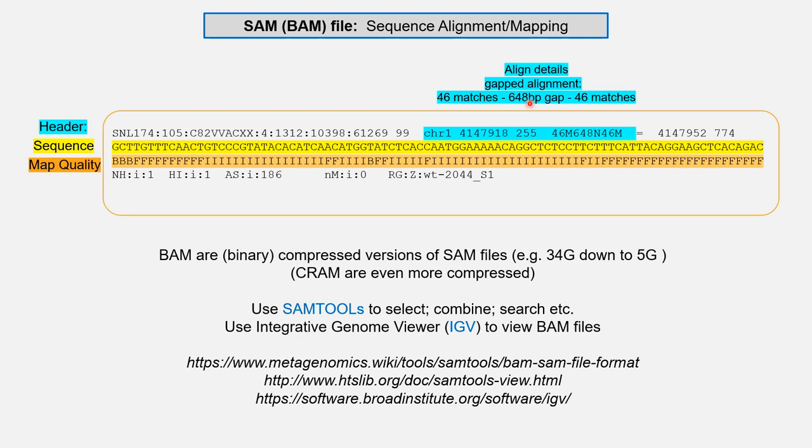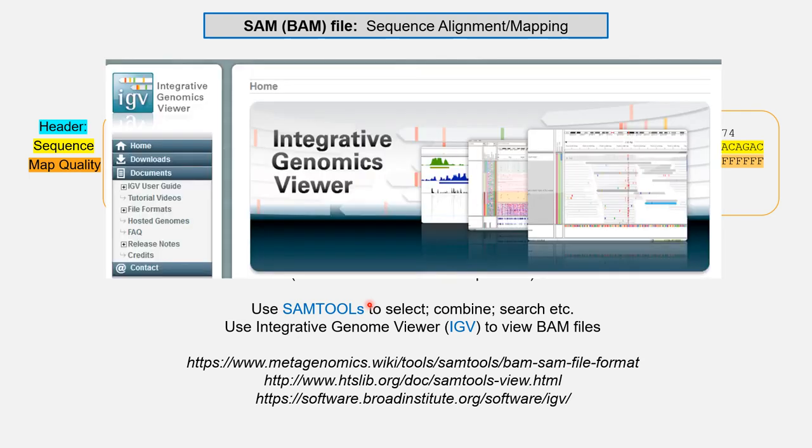Some public repositories prefer BAM files to FASTQ files. BAM files can be manipulated with the SAM Tools suite of programs, and you can view BAM files on your desktop computer using IGV, or Integrative Genome Viewer.